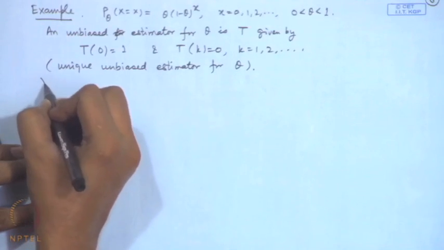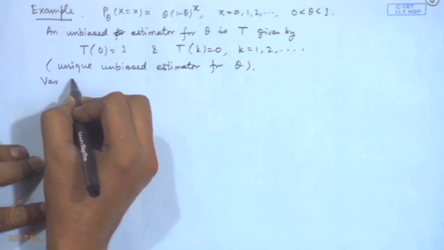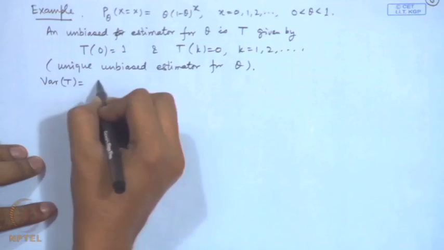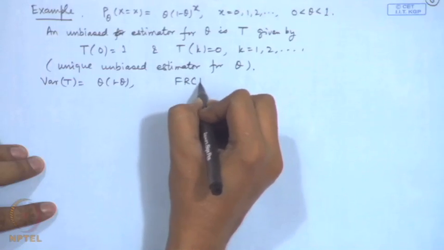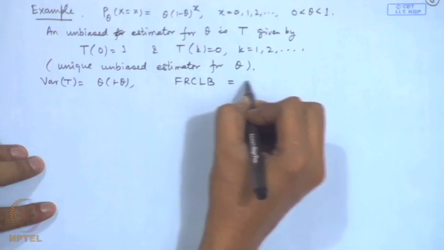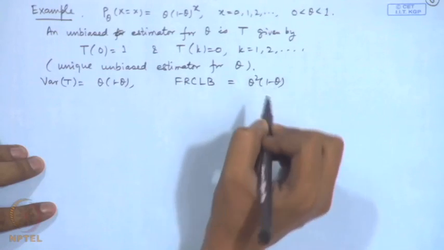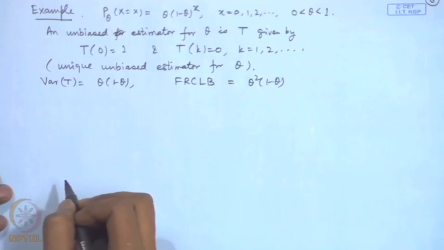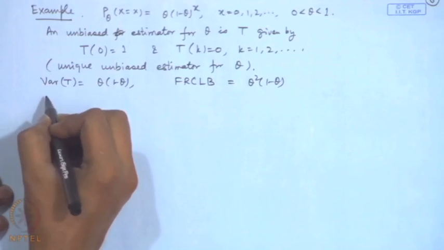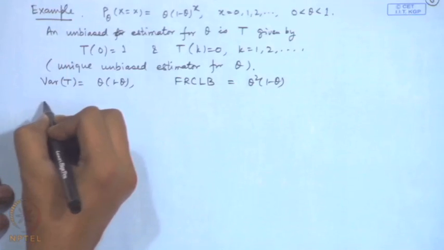And we have already seen that variance of T is theta into 1 minus theta, and the FRC lower bound was equal to theta square into 1 minus theta. Now, let us apply Bhattacharya's bound here.